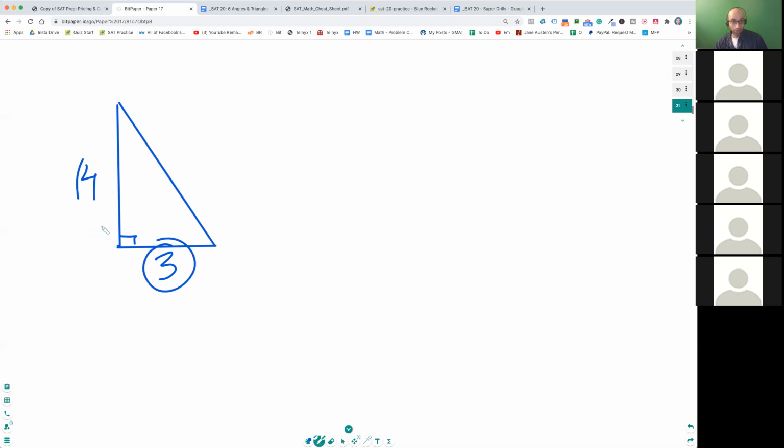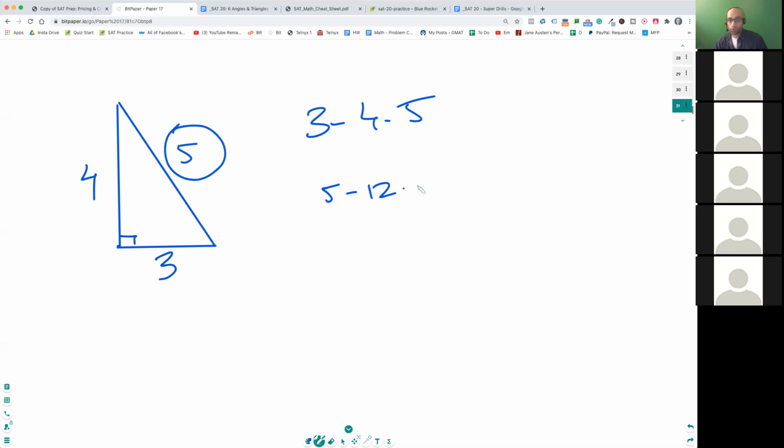So now you got 3 and 4. Now remember the last one. This is so important. Remember this, the 3, 4, 5 right angle triangle. Okay, 3, 4, 5 right angle triangle. And for the more ambitious ones, 5, 12, and 13. That's also another one. You got 5, you got 12, and you got 13 here.